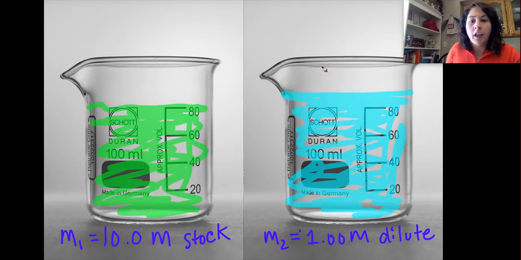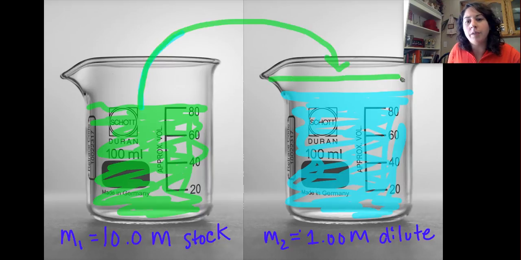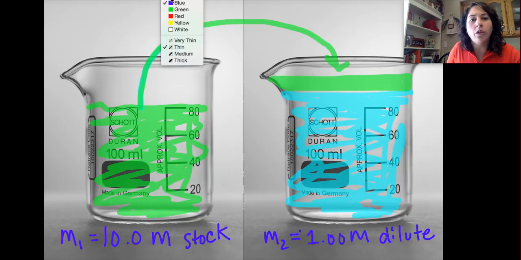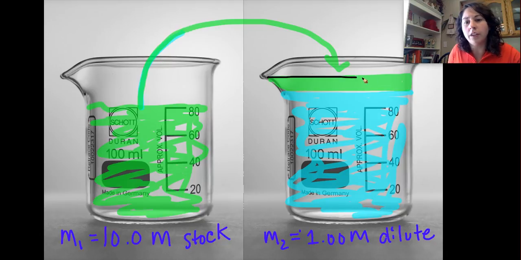Now, if I want to make 100 milliliters of that solution, I need to take an amount of this and transfer it. We're going to transfer an amount here and get that up until we have the total amount. And so we want to know what the volumes of these are. So we're trying to make a total of 100 milliliters. So if this is 100 milliliters, and that's going to be my V2, we want to know how much of this we did.